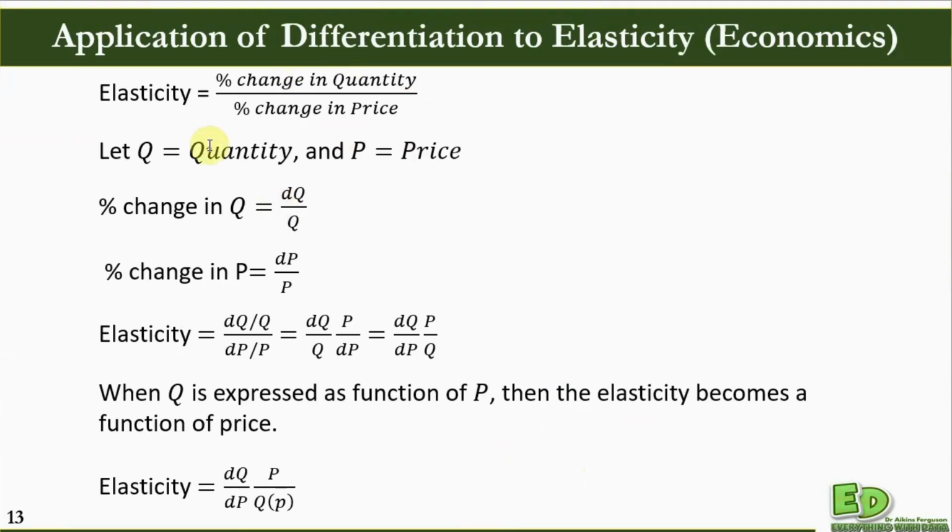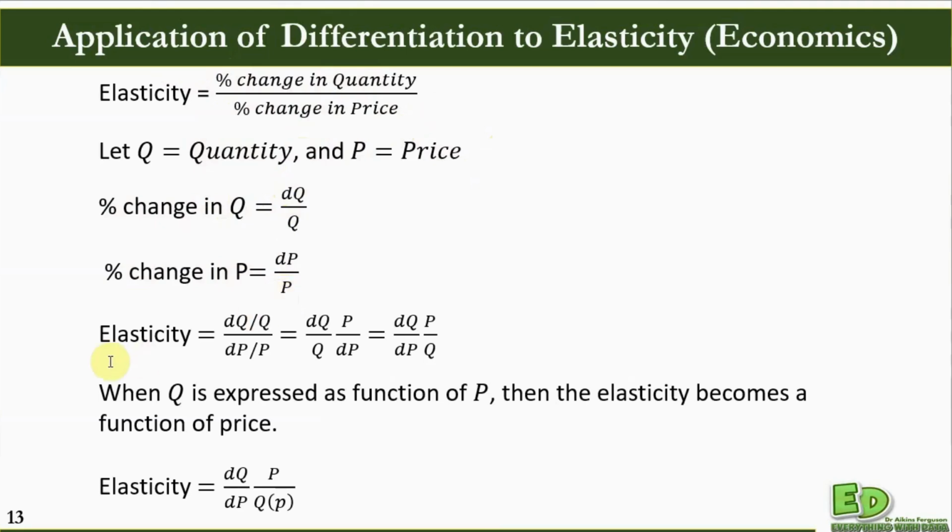Let's look at where we have to apply what we've learned here in the business sense, under what is called economics. Here we have elasticity of demand, or elasticity, which is a degree of responsiveness to a change in the quantity of a commodity with respect to the change in the price of that commodity. We'll say it is change in quantity over change in price, where Q is the quantity and P is the price. The change in Q is dq over Q. The change in P is dP over P.